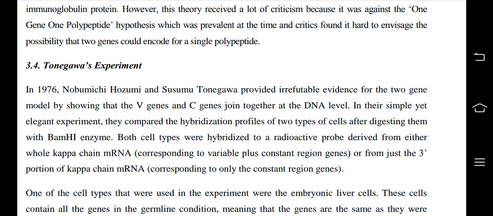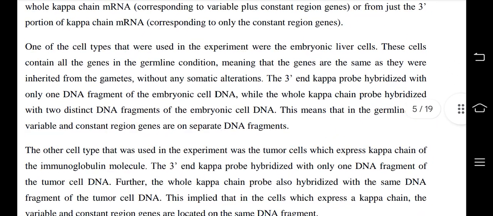Both cell types were hybridized to a radioactive probe derived from either the whole kappa chain mRNA, corresponding to variable plus constant region genes, or from just the 3' portion of the kappa chain mRNA, corresponding to only the constant region genes. One of the cell types used in the experiment was embryonic liver cells. These cells contain all the genes in the germline condition, meaning that the genes are the same as they were inherited from the gametes, without any somatic alterations.